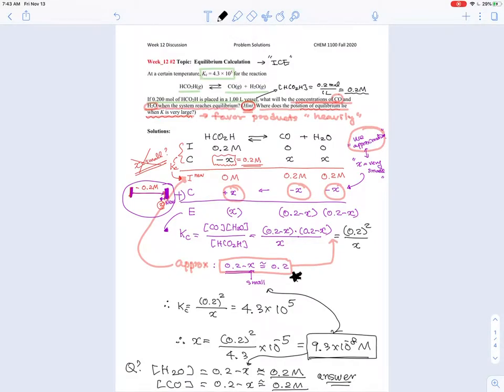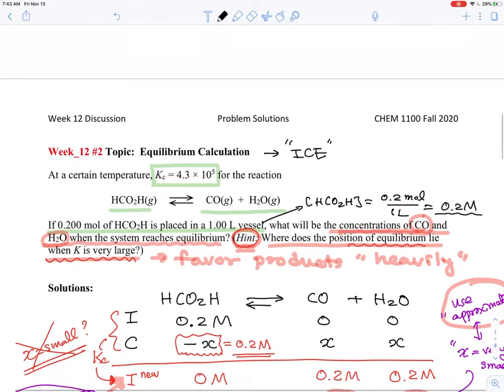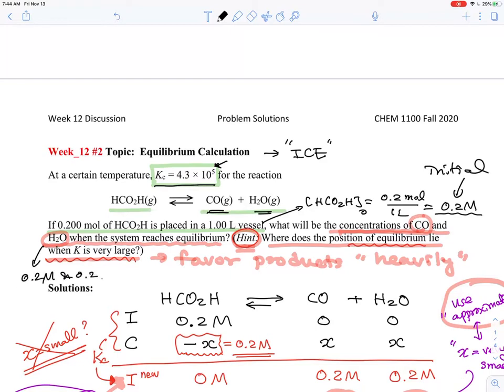So in a way, if you do not just use equations, just think about it this way. When the Kc value is large and the initial concentration was provided, equilibrium heavily favors the products, and at the end you will have almost complete conversion, right? That's the idea. So the answer for this concentration is 0.2 molar and 0.2 molar.